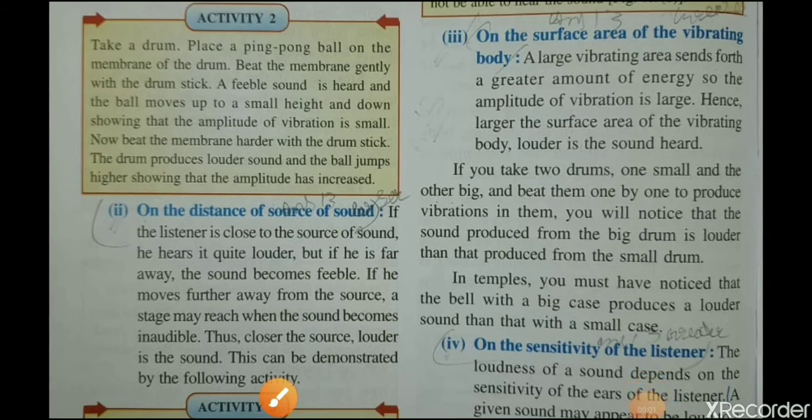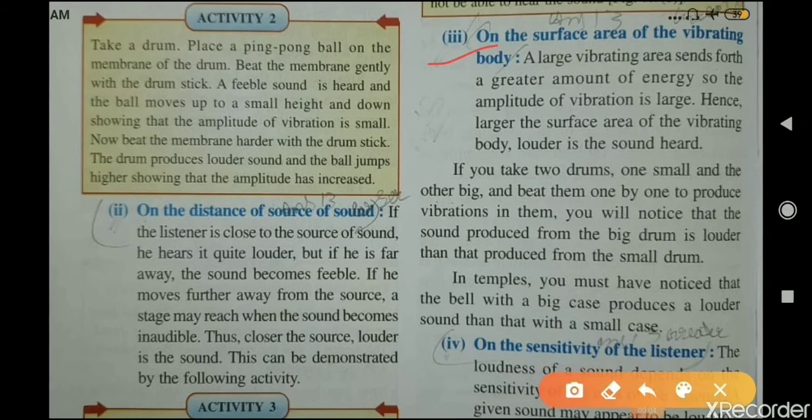Now, the third factor is the surface area of the vibrating body. When the vibrating area is large, a greater amount of energy is produced, and the amplitude of the vibration is large, and hence the larger the surface area of the vibrating body, the louder the sound heard.